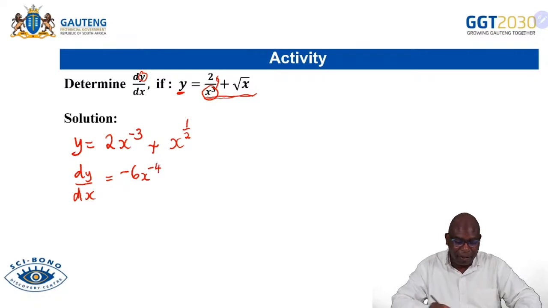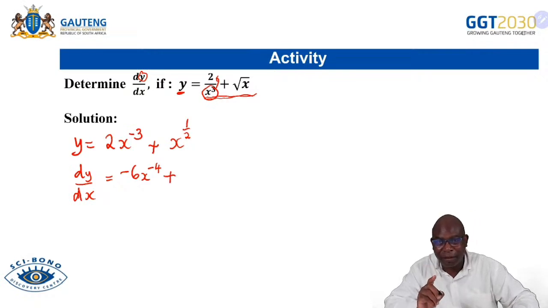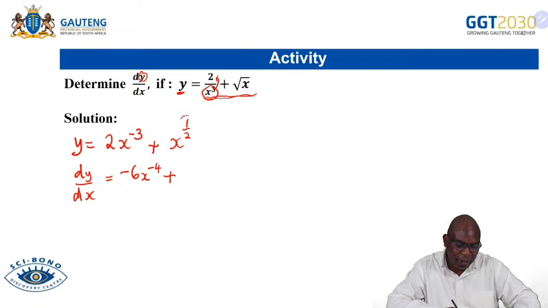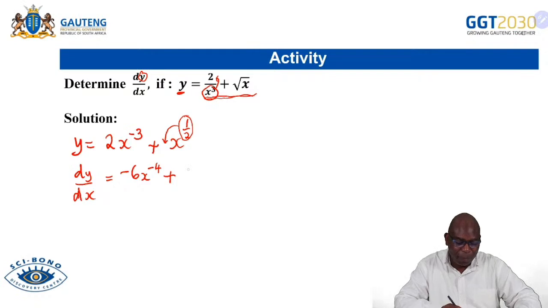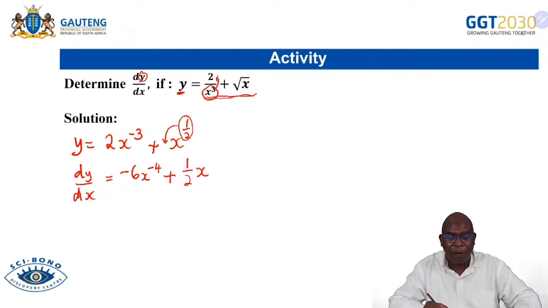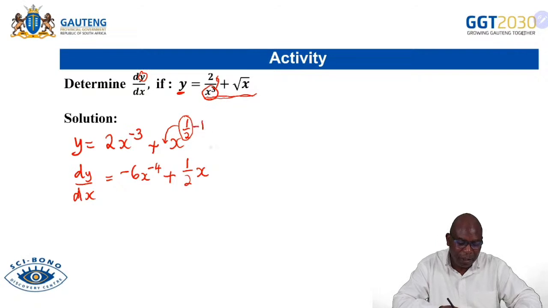So then from there I'm going to have plus. Before you put your sign, you must first multiply this one by the coefficient with its sign. This one is easy because now we have a plus sign, so it's not a problem. Then I'm going to have a half x to the power of. If I subtract a 1 here, I'm left with minus 1 over 2.